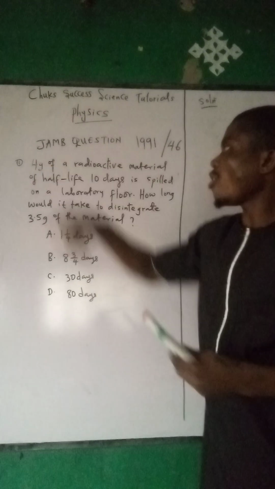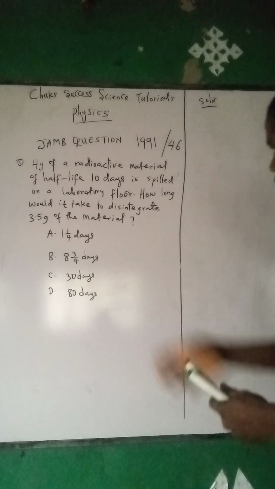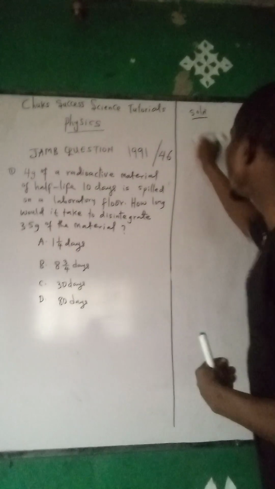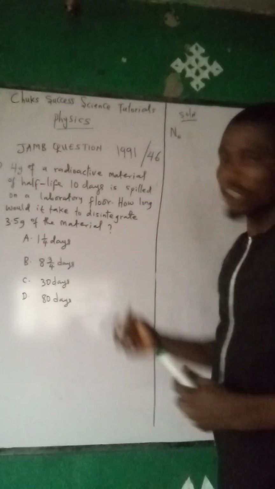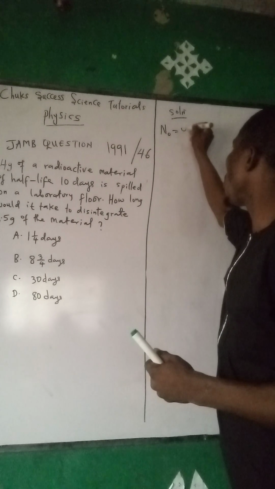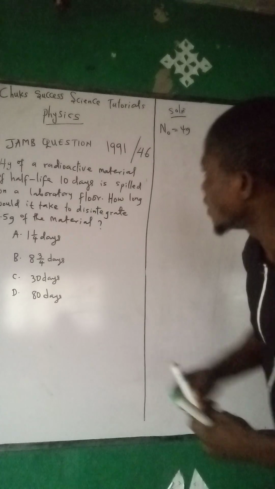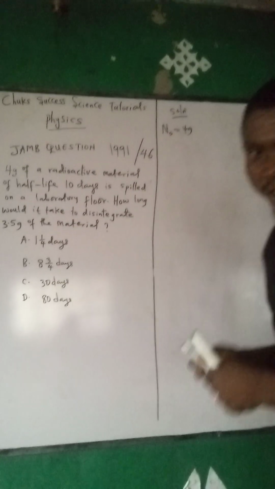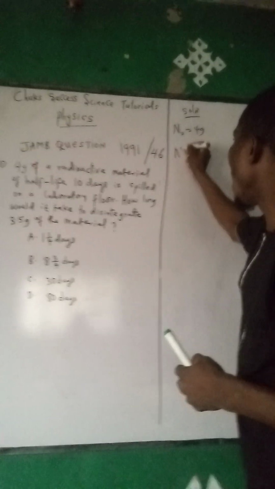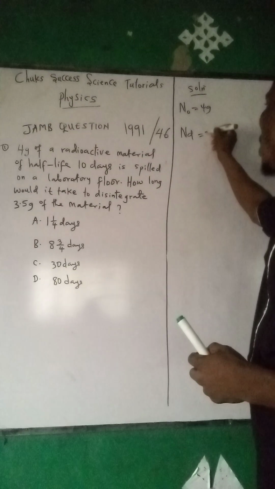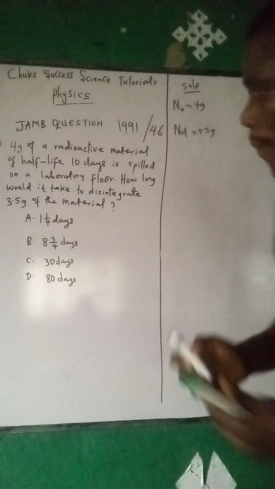Now 4 grams is the initial amount from the question. In half-life we normally use N naught to represent the initial amount, and that should be 4 grams. Now the thing disintegrates 3.5 grams of material. So the amount that decayed is 3.5, and we normally use N_D for the amount that decayed, and that is 3.5 grams.